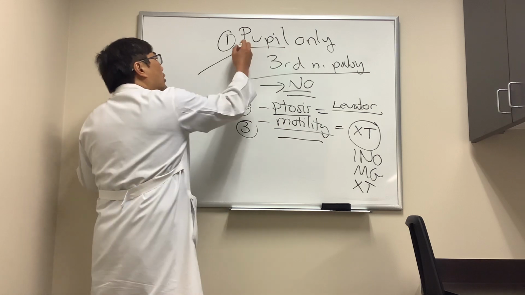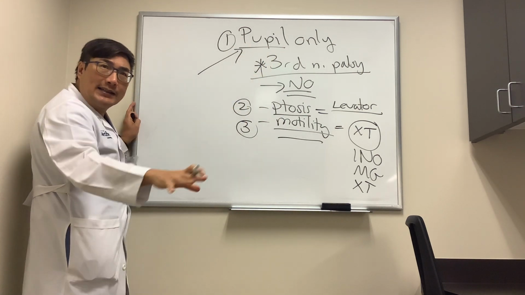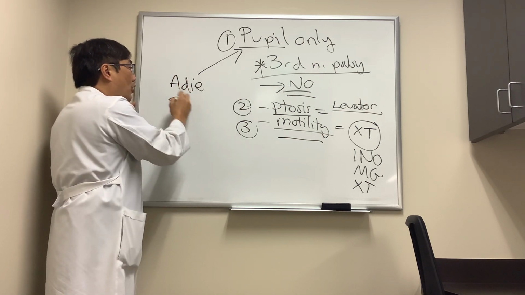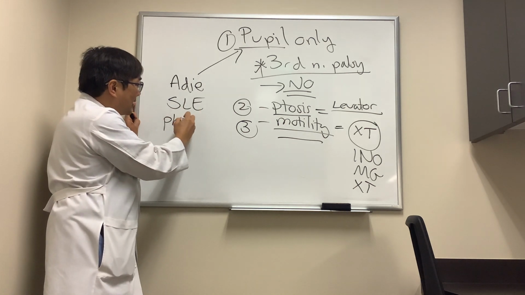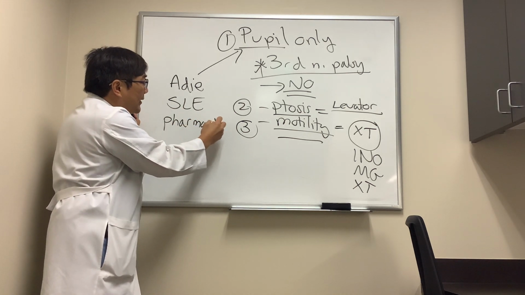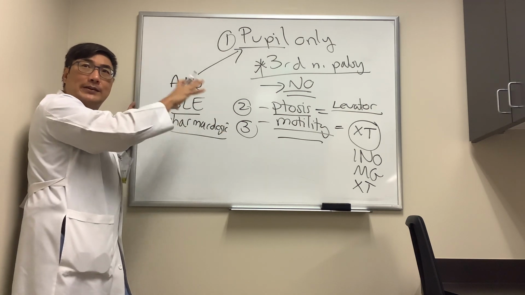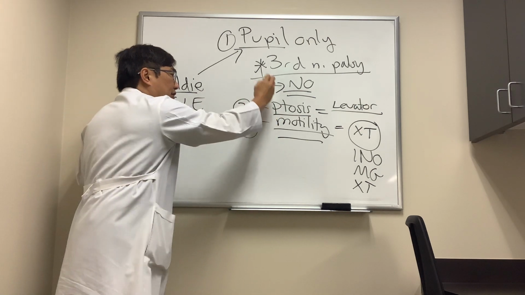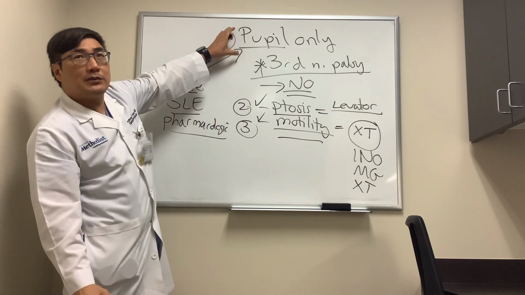And so pupil only from third nerve palsy would be extremely unlikely. You should be looking for Adie's tonic pupil, something wrong with the iris on the slit lamp examination, or a pharmacologic blockade of this pupil. These are going to be way more likely causes for the pupil only to be dilated than invoking third nerve palsy. But please make sure to check no ptosis and no motility deficit before you say it's pupil only.